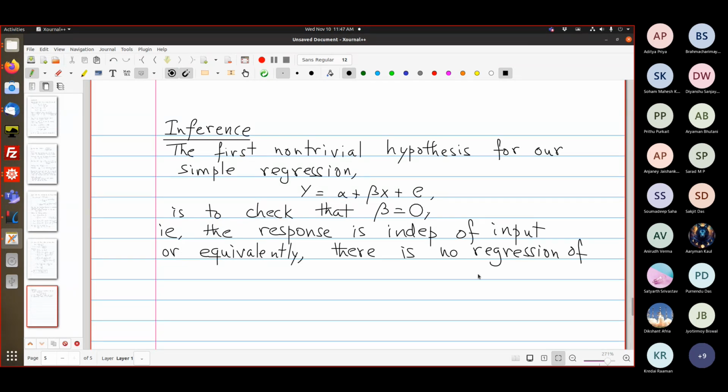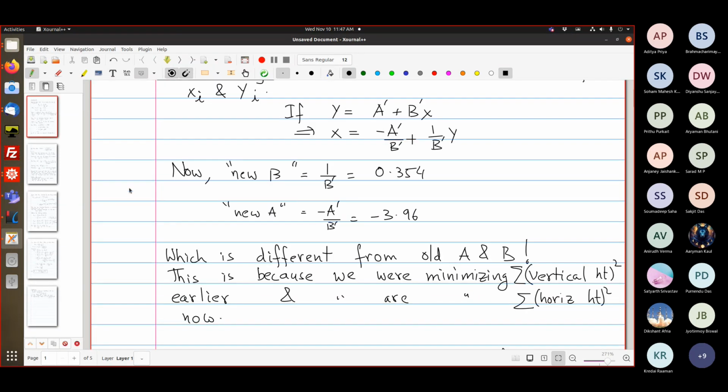of y on x. And this reminds me, let me go back to our first example. Let me rewrite this.